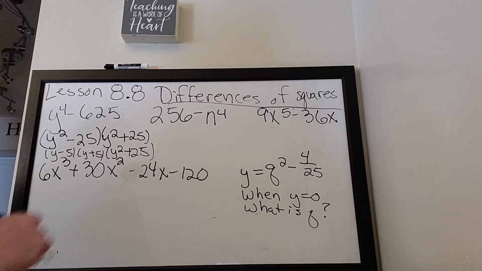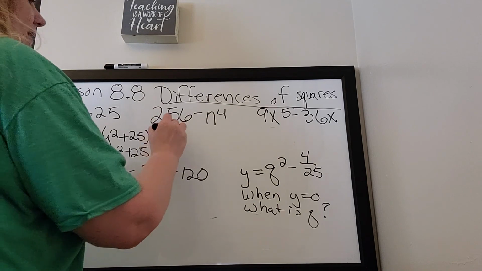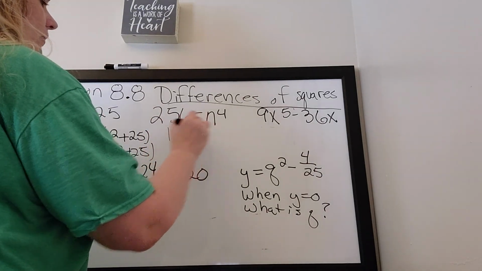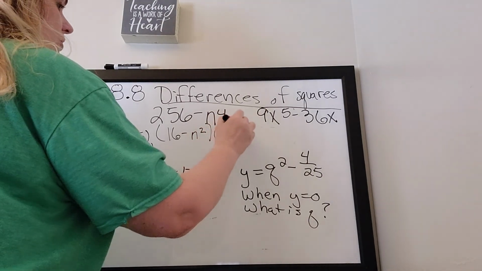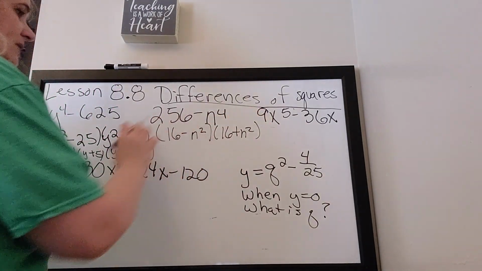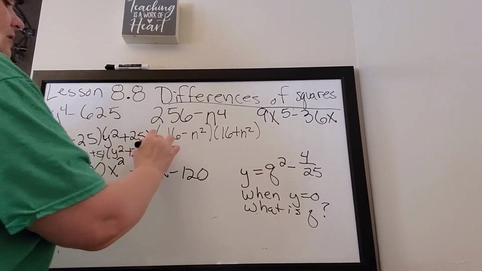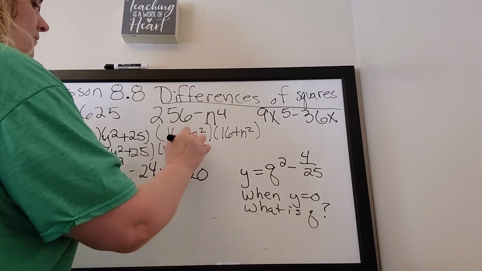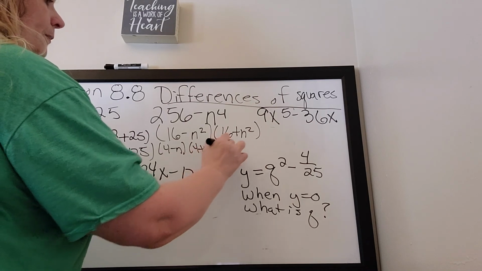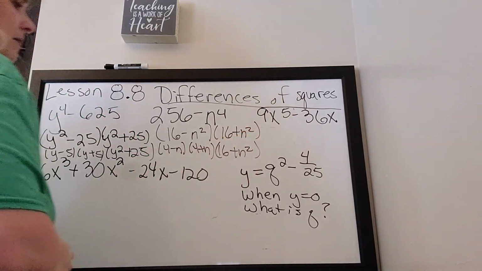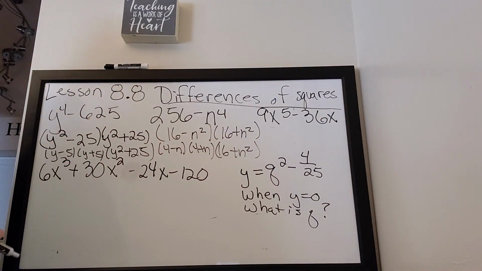Okay, so here, this is 16 minus n squared, and 16 plus n squared. So again, we have a perfect square here. So it's going to be 4 minus n, 4 plus n. This one's a plus, so it's going to stay the same. So final answer right here.